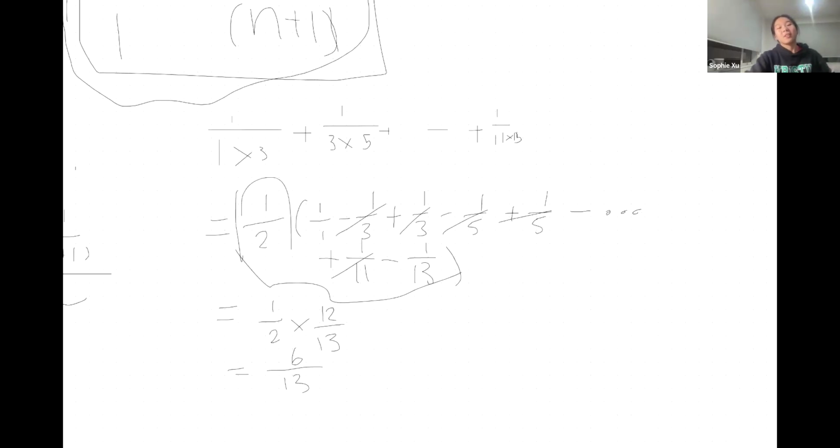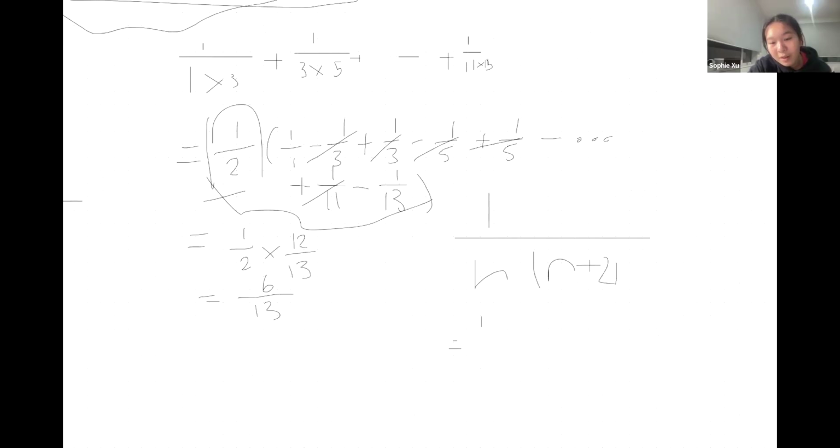So you've noticed that for every 1 over n times n plus 2, this equals a half of 1 over n minus 1 over n plus 2, right? Yeah. So basically for these, you kind of just have to try around and see how you can get the terms to cancel. And so it's easy for you to calculate the values.